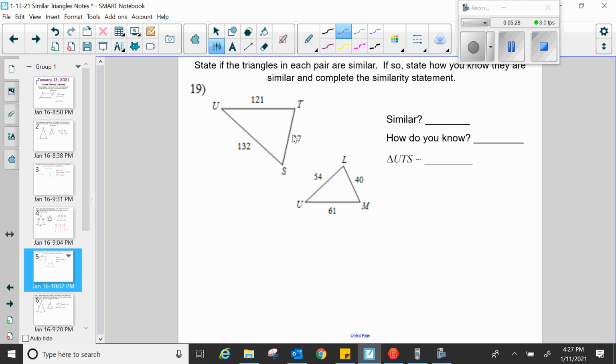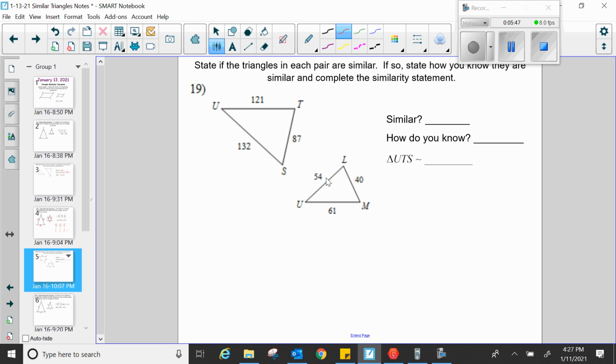So when you look, you've got 3 sides listed here and 3 sides listed here. There aren't any angles shown at all. So I probably would not try angle-angle similarity on this. Because I've got the 3 sides here, the 3 sides here, we're going to try side-side-side similarity.